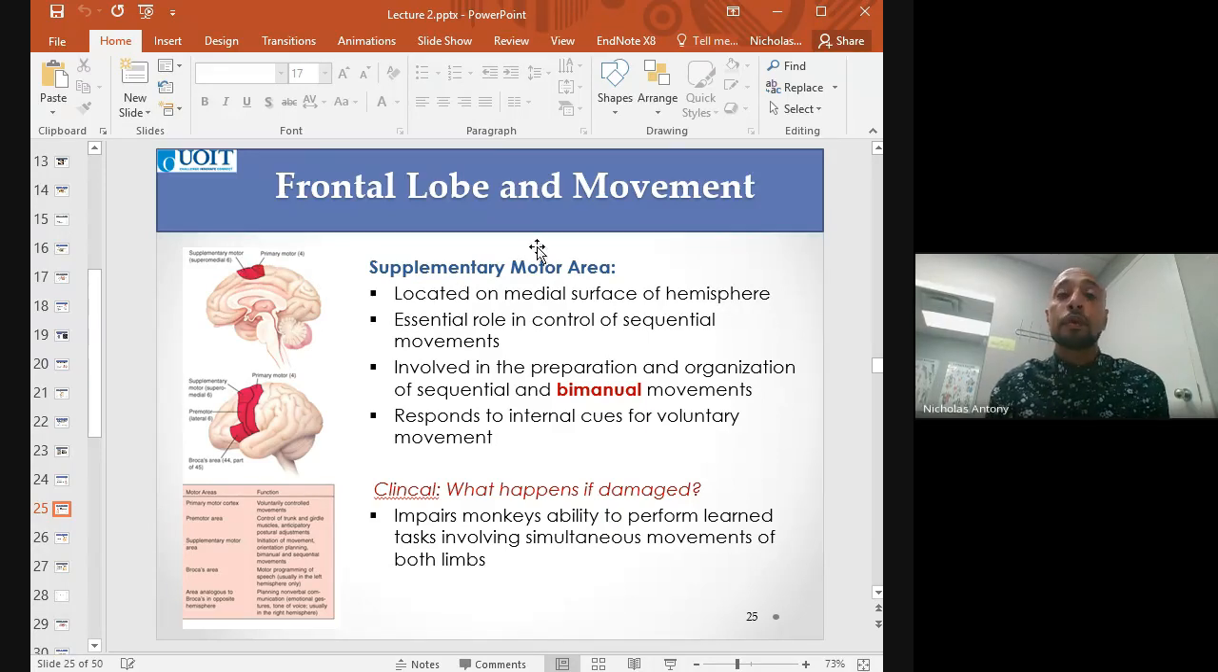The supplementary motor area is essential for coordinating sequential movements and bimanual movements. So what that means is that the supplementary motor area is important in coordinating those tasks that involve the use of both hands, specifically like playing guitar, where the two hands are coordinated, but not doing the same motions. Another example would be playing the piano, where you have different notes. The supplementary motor area is responsible for coordinating the actions between the two.